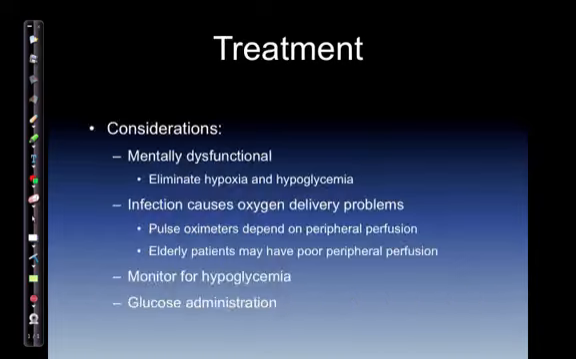As far as treatment, for mental dysfunction, eliminate things like hypoxia and hypoglycemia very early. Infection causes oxygen delivery problems. Pulse oximeters depend on peripheral perfusion. Elderly patients may have poor peripheral perfusion. Monitor for hypoglycemia. Glucose administration: consider dividing the dose or diluting it in order to decrease the osmolarity shift.